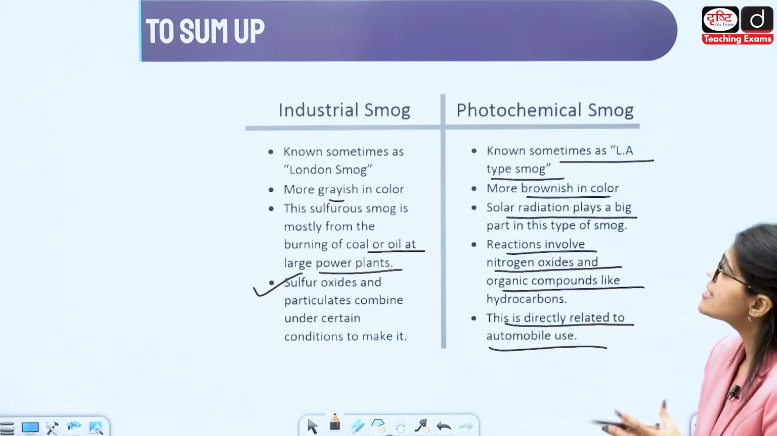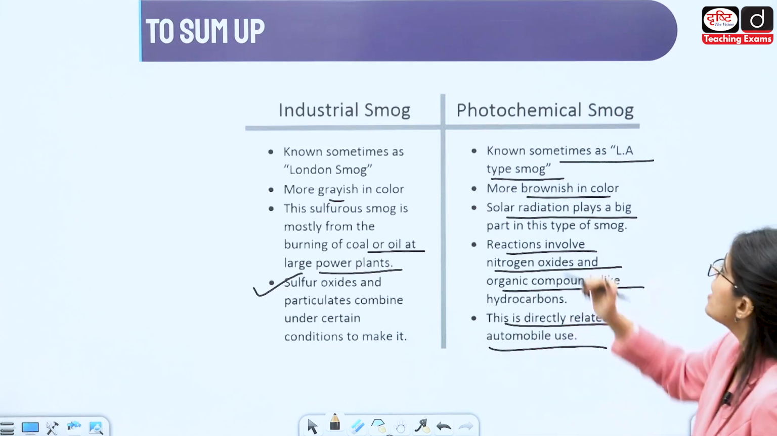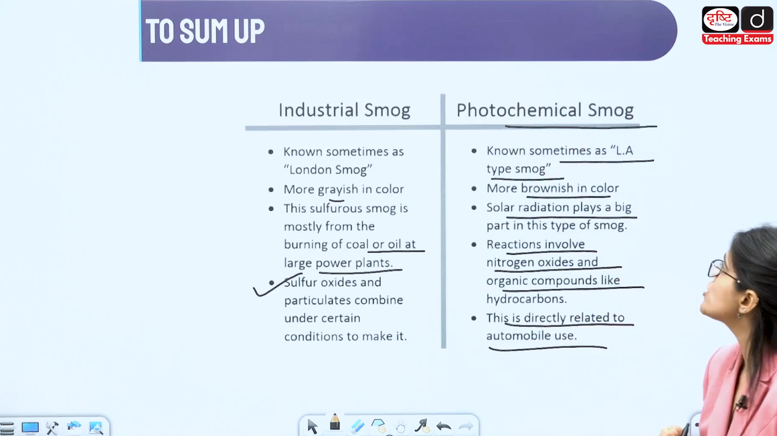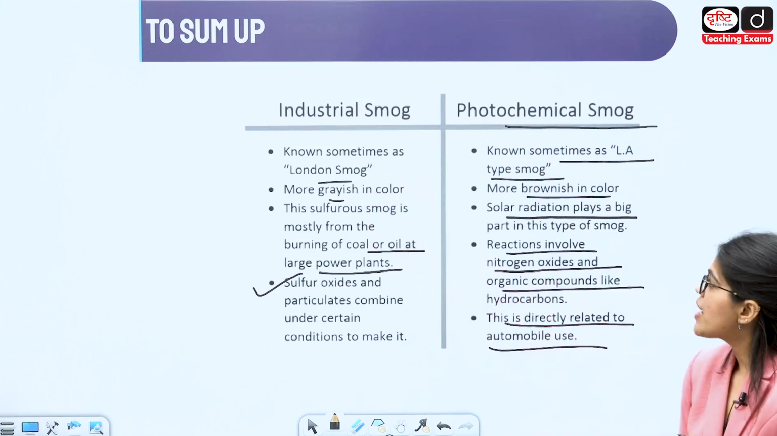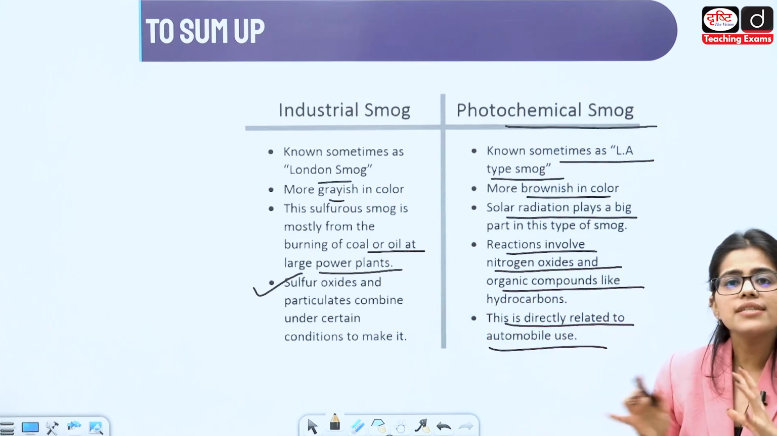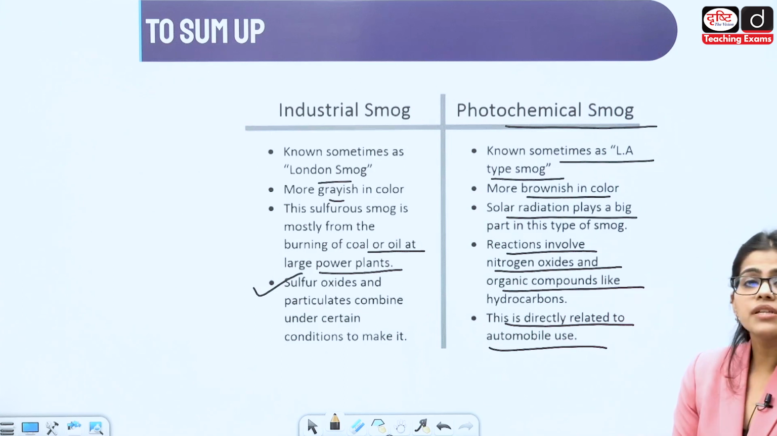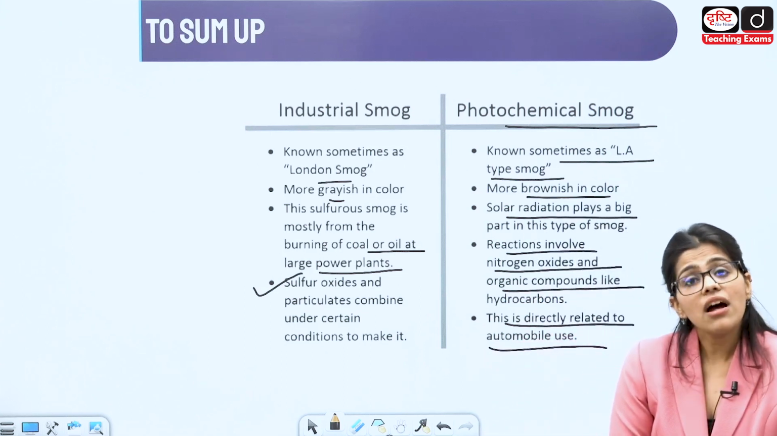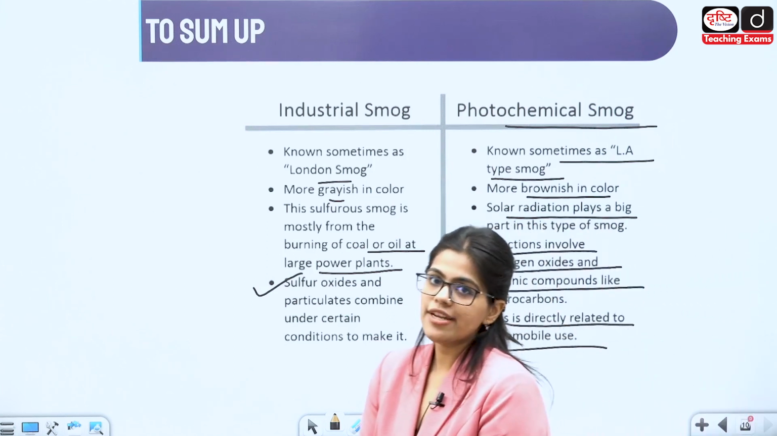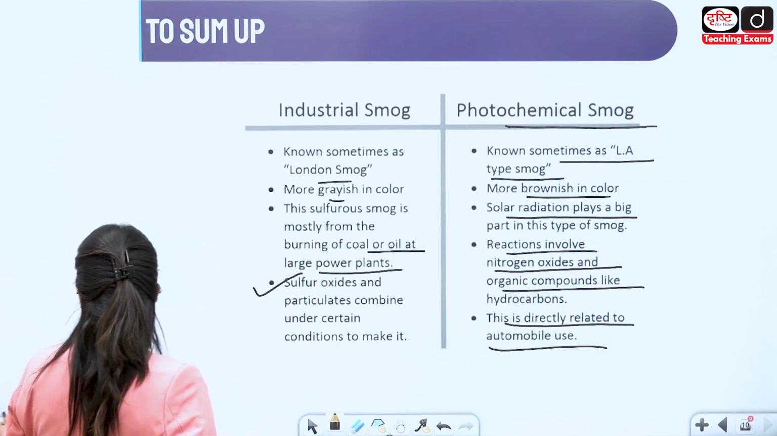right? So, this is the distinction between the industrial smog, also called the sulphurous smog, and the photochemical smog, also called the LA smog. This is called the London smog as well, right? So, I hope you understood the distinction between these two. While it is very important to study the photochemical smog, you also should know about the industrial smog, because there are questions being asked from these two kinds of smog. I hope you understood the concept.